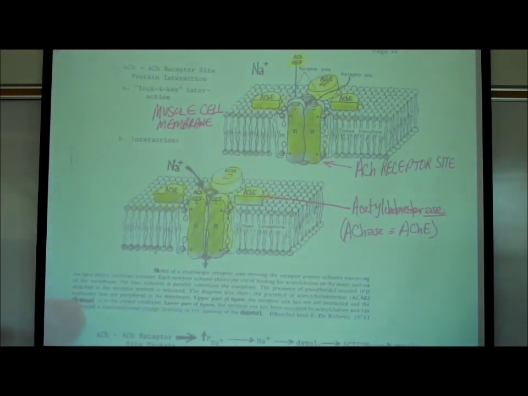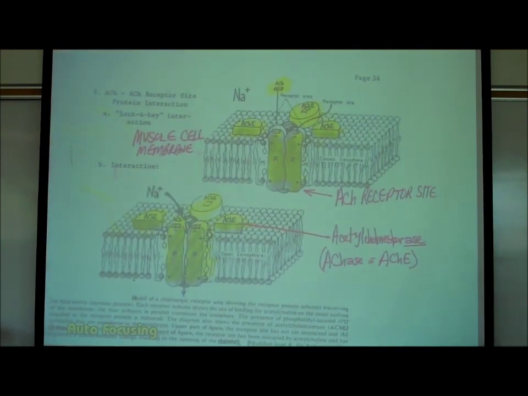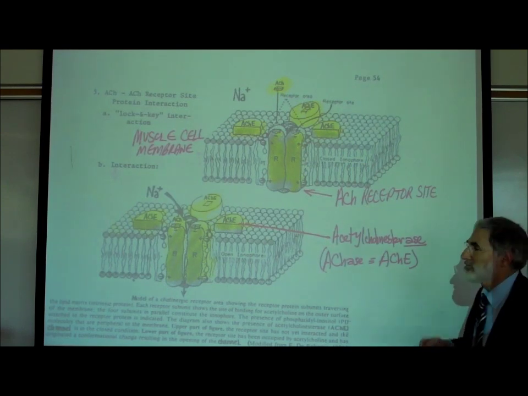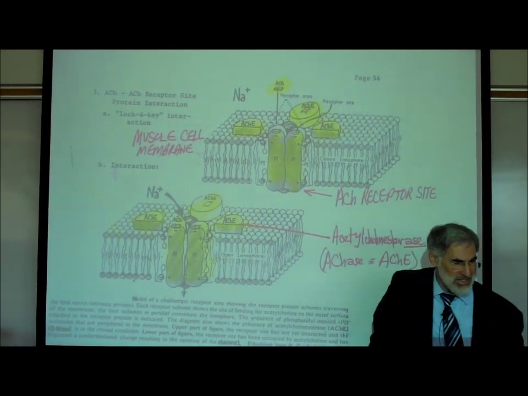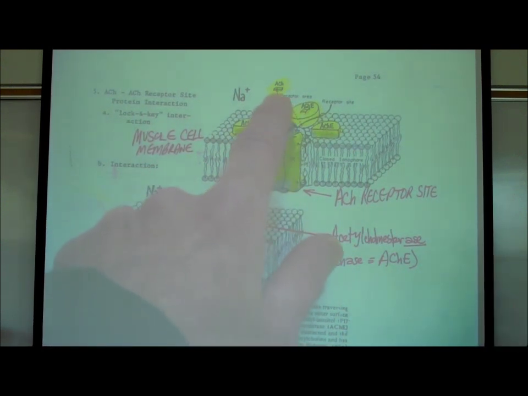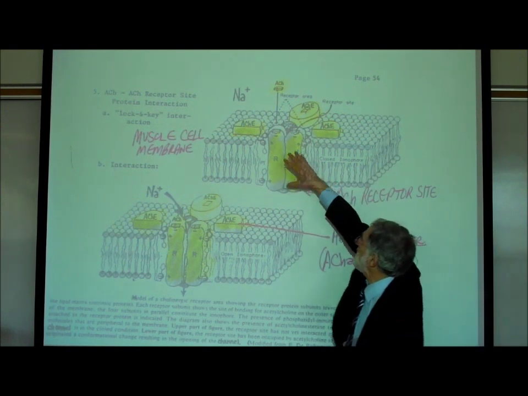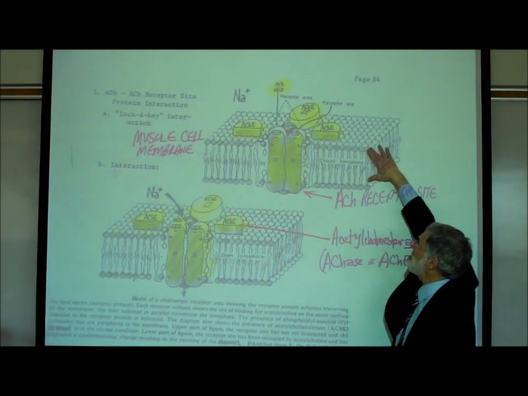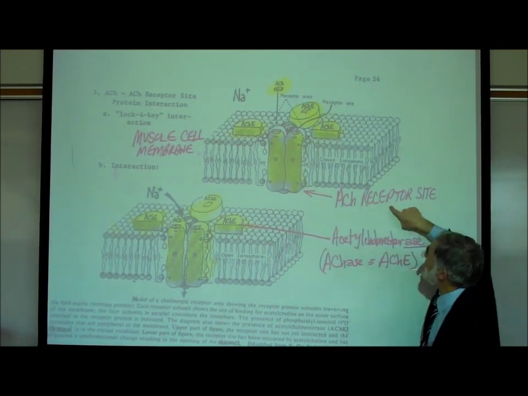On page 54, this is just another diagrammatic view of what we're talking about. So here it shows the acetylcholine molecule right up here, and it shows it attaching to this receptor site on the muscle cell membrane. This is the muscle cell membrane. This is the acetylcholine receptor site.